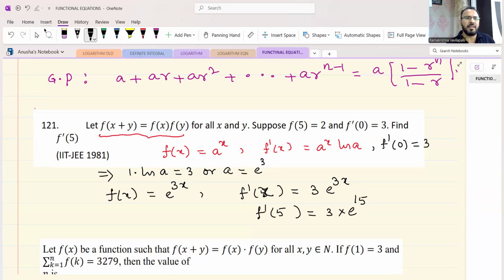That one condition I am removing, otherwise I feel that the question has no solution. I am removing that f of 5 equal to 2 condition. I am keeping one condition to find that constant, that is f dash of 0 equal to 3. There may be some other solution satisfying both, but my intention is to solve this question with the standard functional equations.